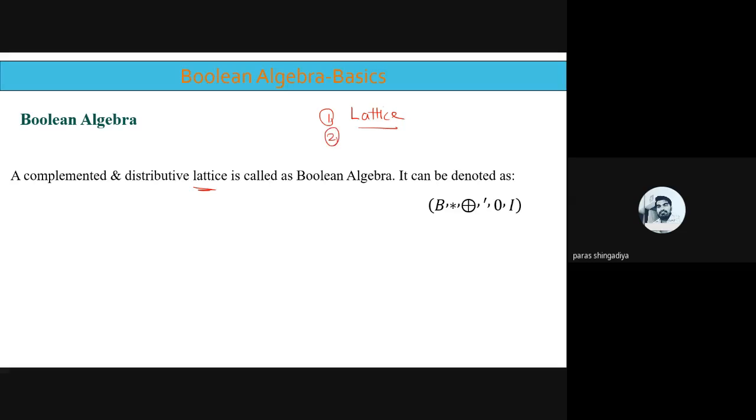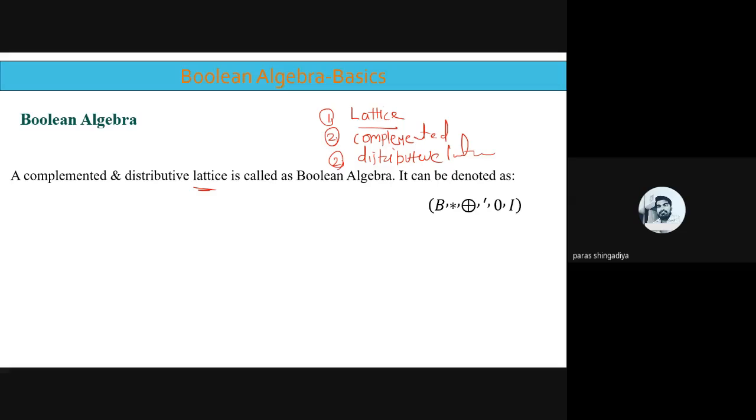Then the second one, we'll check the complemented lattice. Means we'll first check whether it is bounded or not. Then after, we'll identify the complement element of each entry. If it exists and if it is a part of the given set again, then it is known as a complemented lattice. And then if it is a complemented lattice, we'll verify whether it is distributive or not. Distributive lattice or not. So if these three conditions are verified, then we can say that (B, *, ⊕, ', 0, I) is called the Boolean algebra.